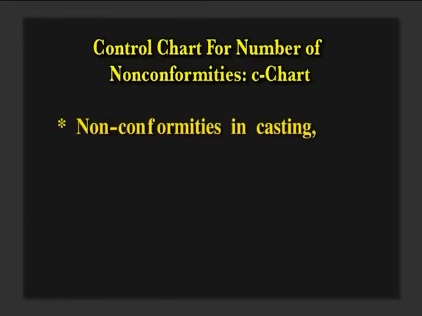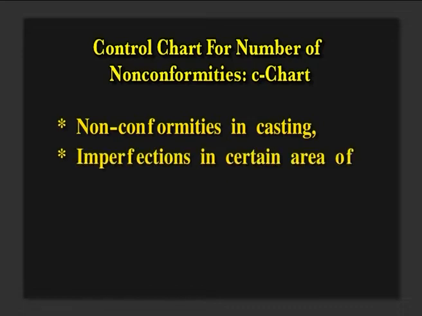Control chart for number of nonconformities, C chart. Data obtained in control charts for nonconforming units do not consider the magnitude of nonconformities contained in a unit. There are many cases in industry where control of nonconformities is considered important. Examples are nonconformities in casting, imperfections in a certain area of paper, imperfections in a certain area of fabrics, etc. Control charts for number of nonconformities are usual in these cases.